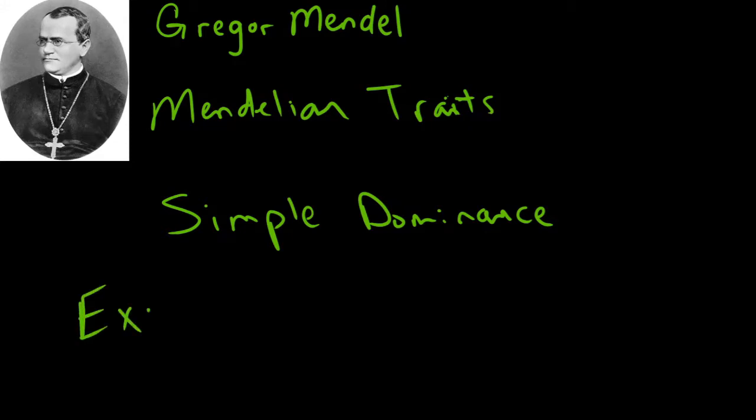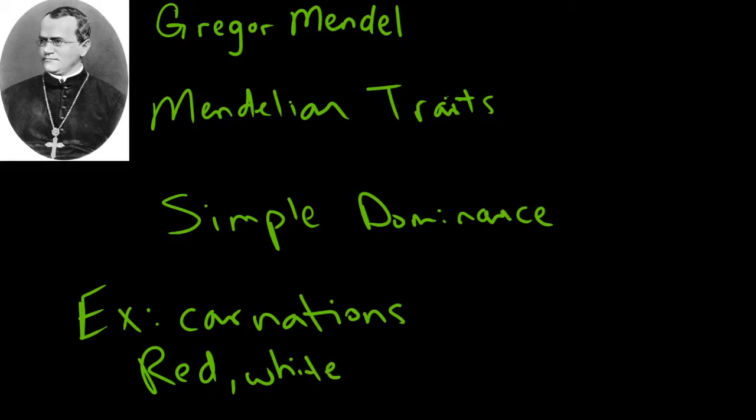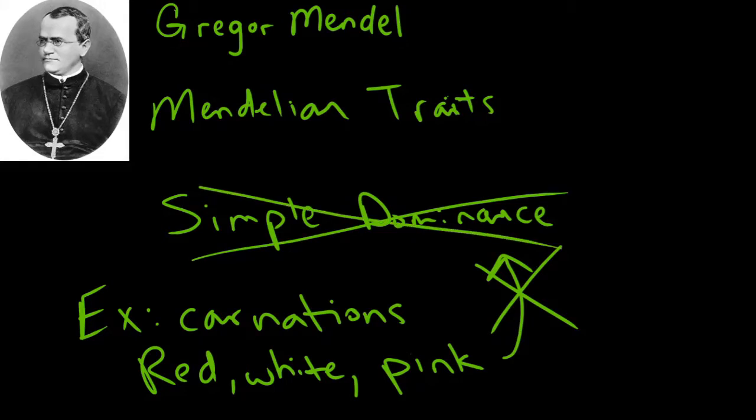For example, if you've ever paid any attention to flowers, carnations are a great example of this. When it comes to carnations, you can have red carnations, white carnations, and the funny thing is when you cross these, you end up with pink carnations. And so this is non-Mendelian. It does not follow this pattern. There is no simple dominance when it comes to carnations with red and white crossing. You end up with a third phenotype, pink, but there's not new genetic information there.